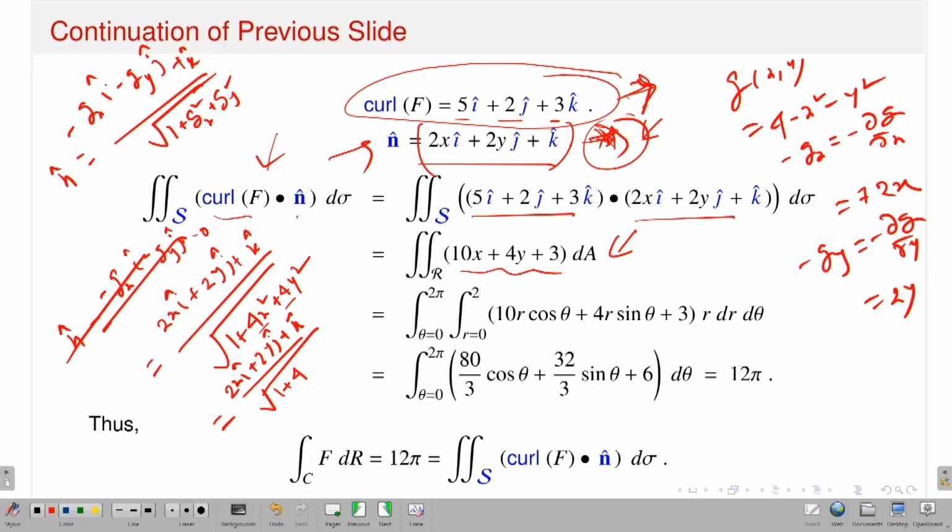So if I have a circular region, what will be the corresponding parameterizations? R cosine theta, R sin theta, right? So therefore R from 0 to 2, because it is a circle x square plus y square is equal to 4, so therefore R from 0 to 2 and theta from 0 to 2 pi.